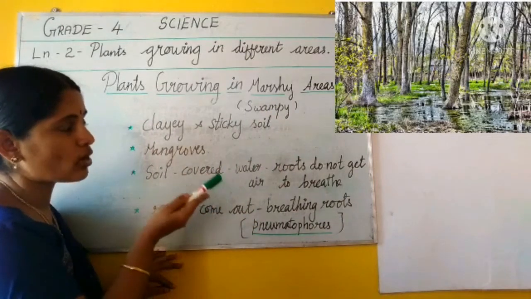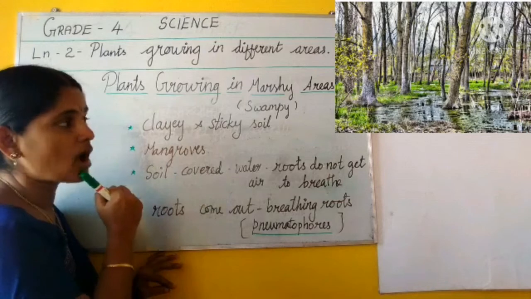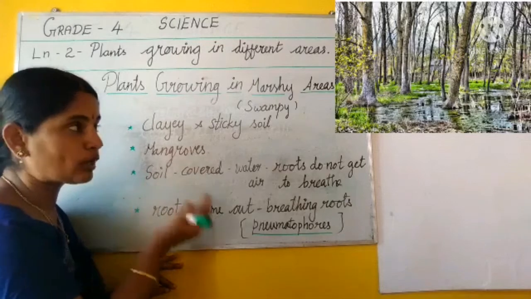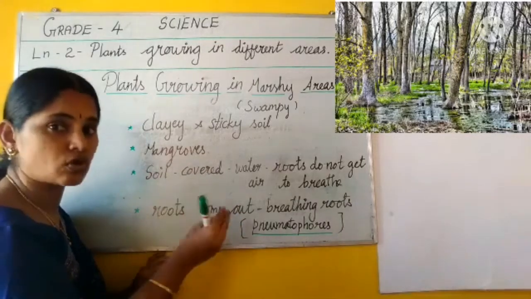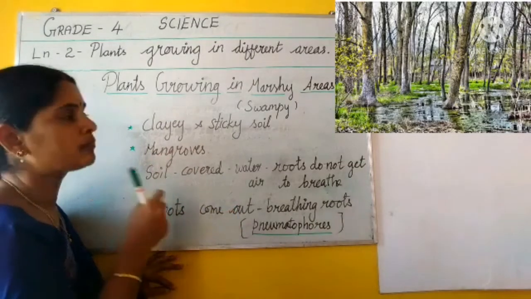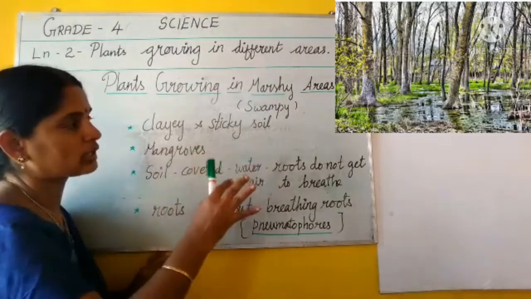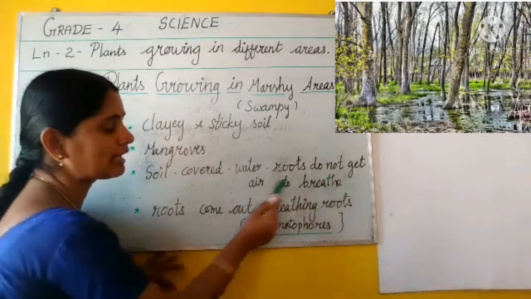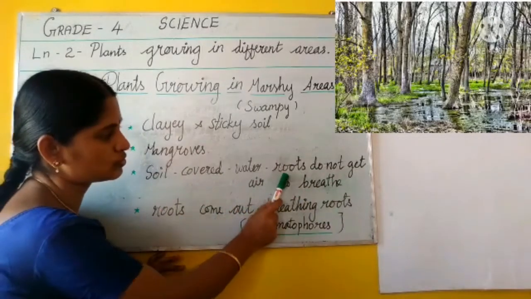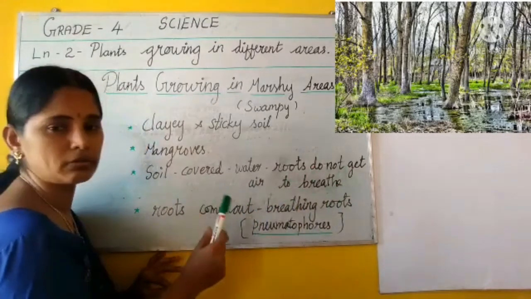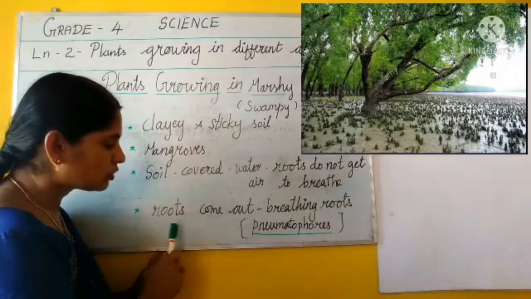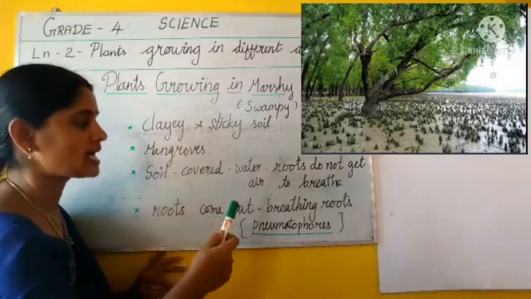Okay, if the soil is covered with water like this, how can the roots breathe? Not only the leaves take in air, the roots also take some amount of air. So if the soil is covered with water, the roots do not get air to breathe. Then what will the roots do? The roots come out as breathing roots.